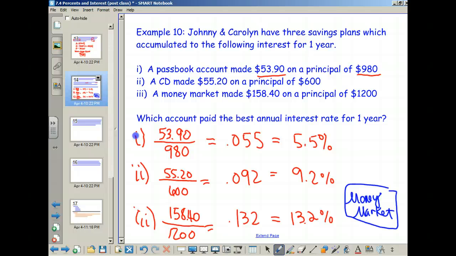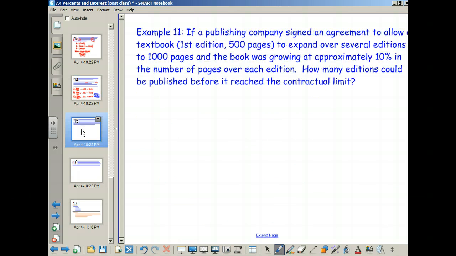Okay. We have 2 more examples. The next one's not exactly interest. It's not really about money, but it follows the same form. So it kind of gets lumped into here as well. It says if a publishing company signed an agreement to allow a textbook, the first edition 500 pages, to expand over several editions. Okay, so it's going to get bigger.